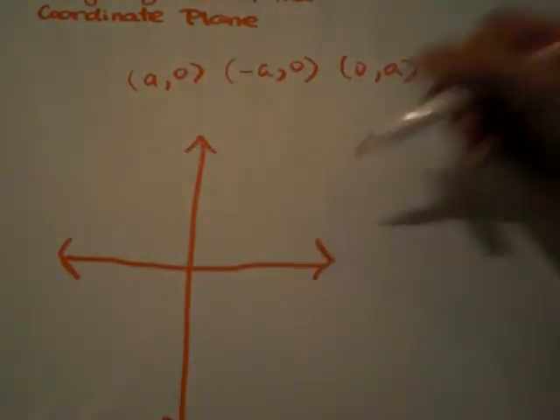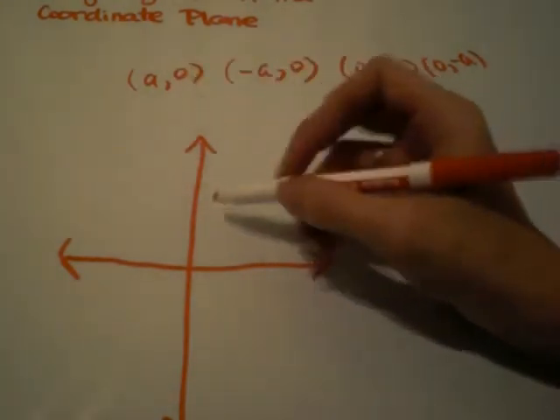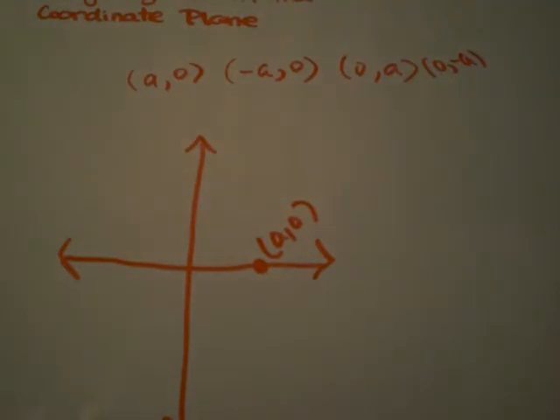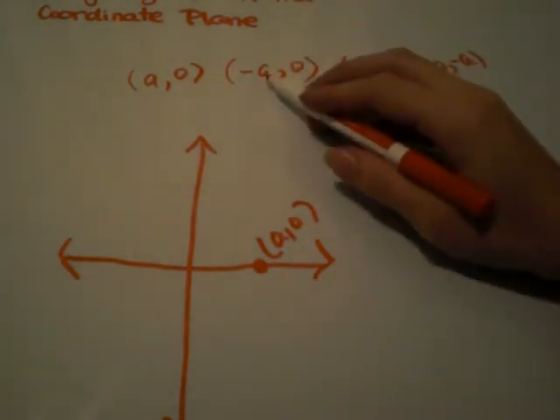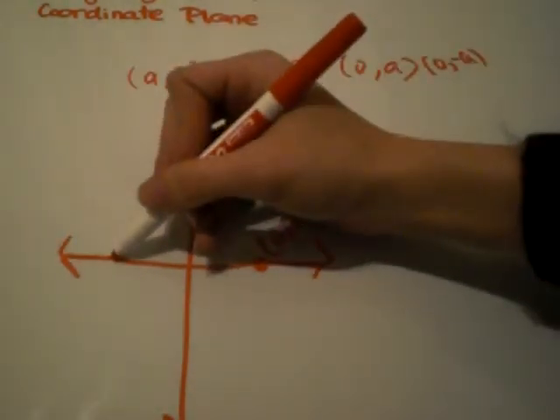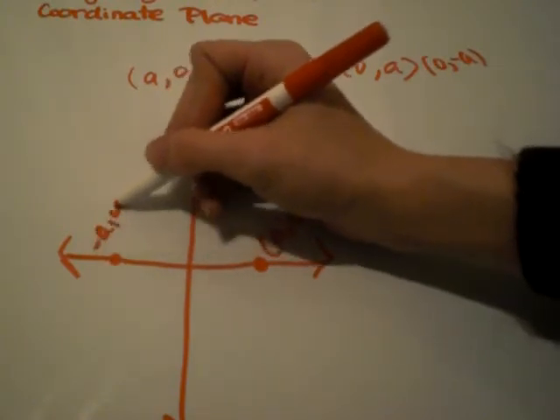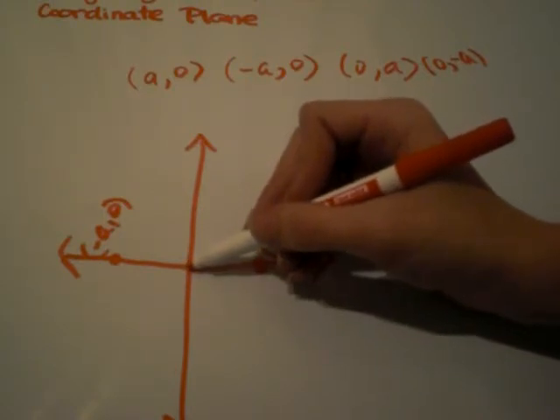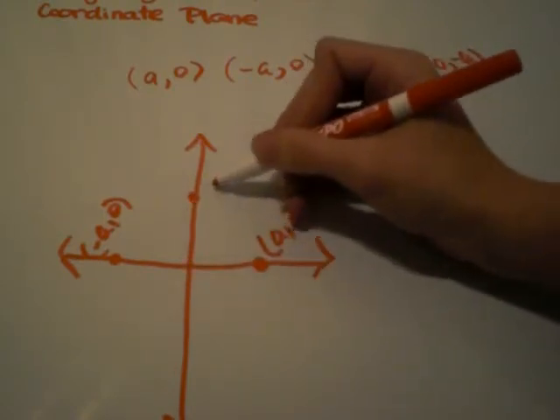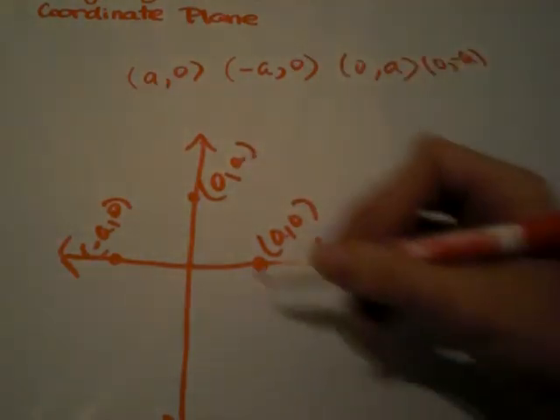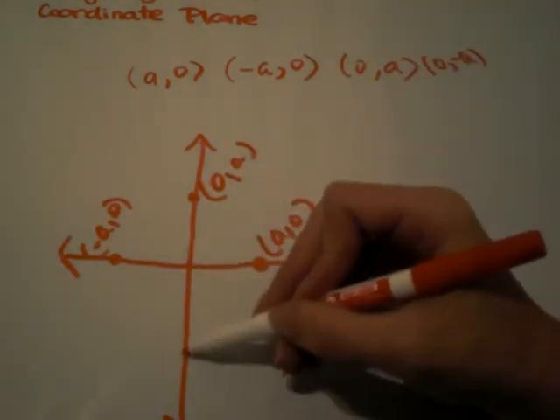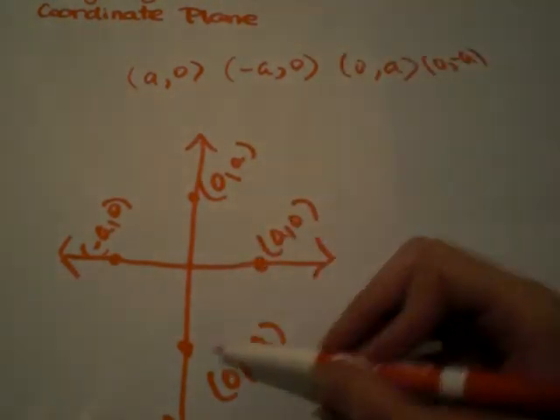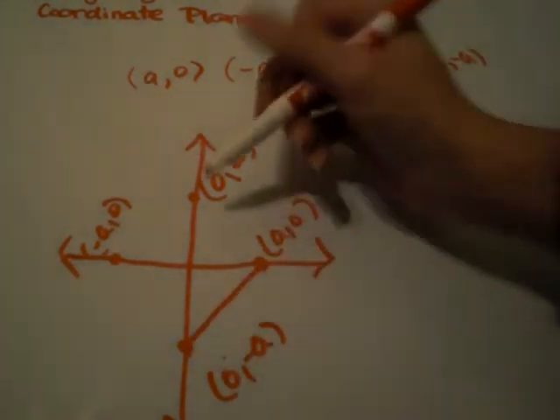So here we have, if I go A, 0, we've gone over A spaces but up none. So this would be A, 0. For the next one, I'm going to go backwards A because that's my x coordinate, and up 0. So this would be negative A, 0. The third one, I want to go over none, but up A spaces, so this would be 0, A. And for the last one, over 0 spaces, and then down A. So this would be 0, negative A. So we can plot coordinates on a graph with letters just like we do with numbers.